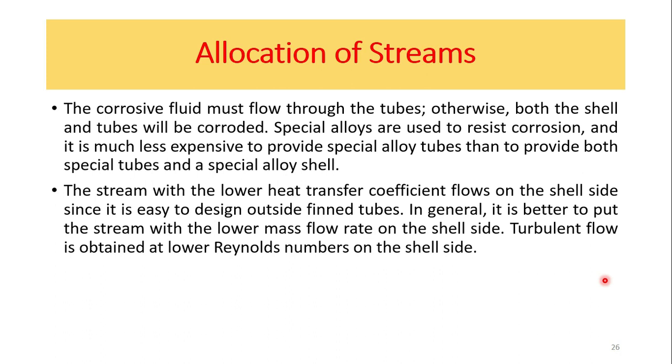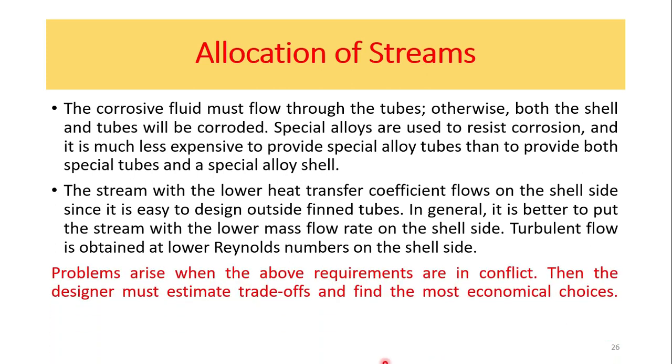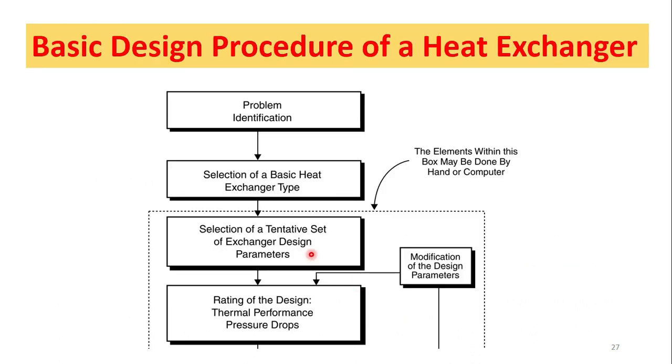Because of the turbulent flow on the shell side, the maximum heat transfer will be there, and it is easier to design the outer tubes in the shell and tube heat exchanger, right? If we put fins on the outer side of the tubes, that will ultimately help to increase the heat transfer coefficient. The problem arises when the above requirements are in conflict. Then the designer must trade off and find the most economical solution for the design of the shell and tube heat exchanger. The next is the basic thermal design procedure of the heat exchanger.